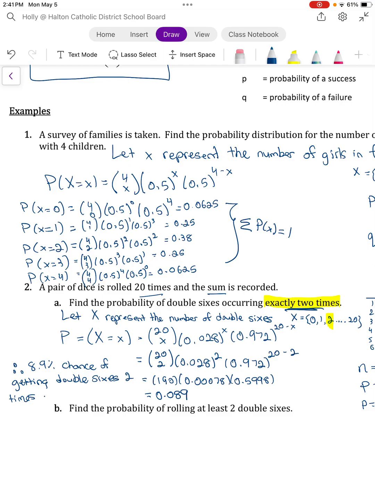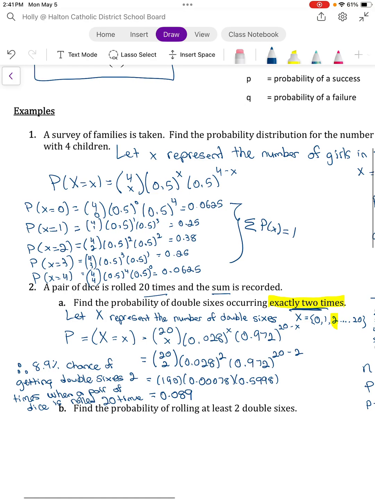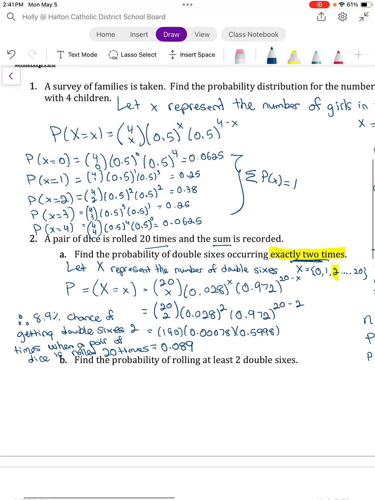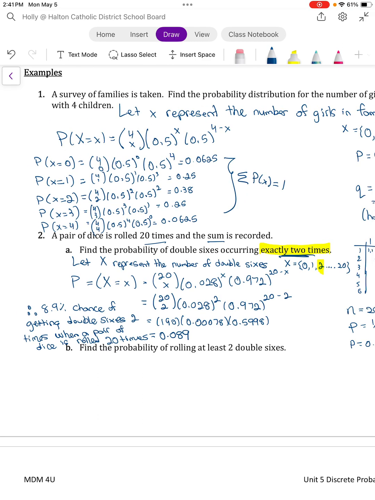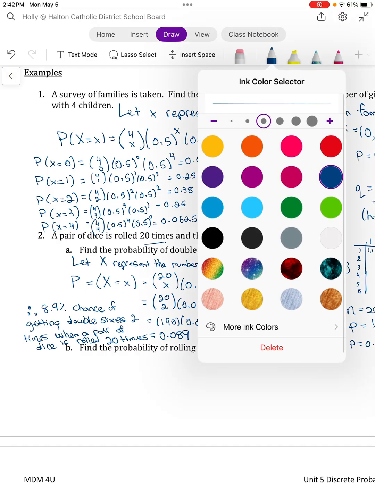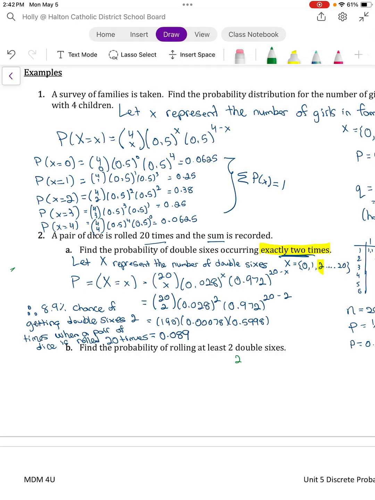When a pair of dice is rolled 20 times. Good. So now we're going to say find the probability of rolling at least 2 double sixes. So the first one was exactly 2. At least 2 would mean I can roll, let's change my color here, I can roll it twice, 3 times, 4 times, 5 times, all the way up to 20 times.